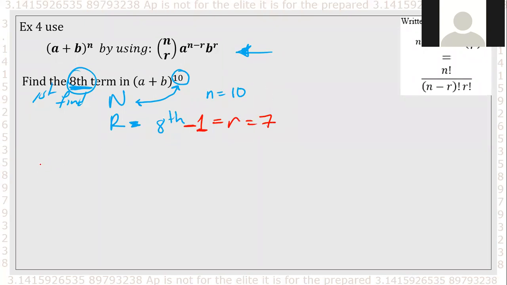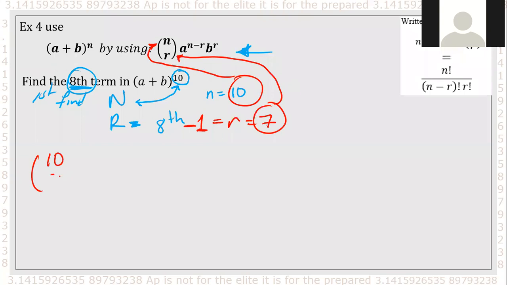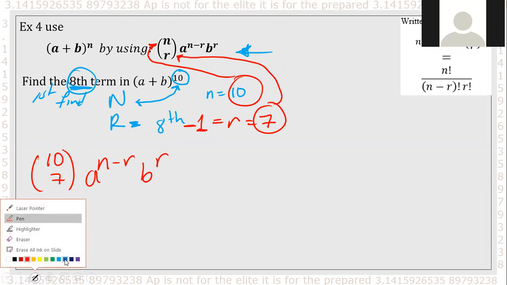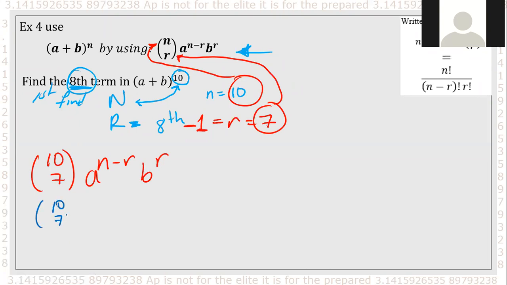So all I have to do now is, in this equation, substitute these numbers into my equation. So it's going to be n, which is 10, r, which is 7, a to the n minus r, and b to the r. Sorry, I should have substituted. You're right. So it's 10, 7. A is to the 10 minus 7, and B is to the 7.